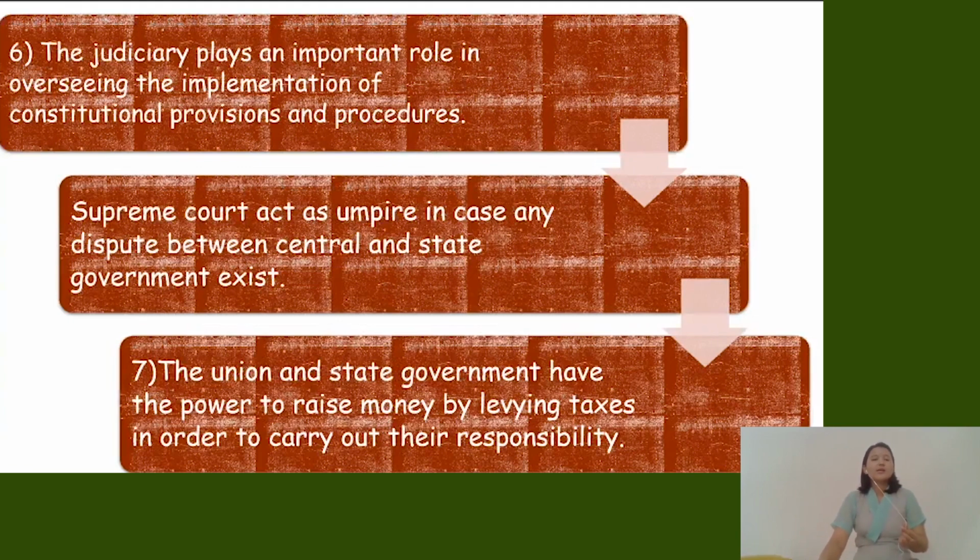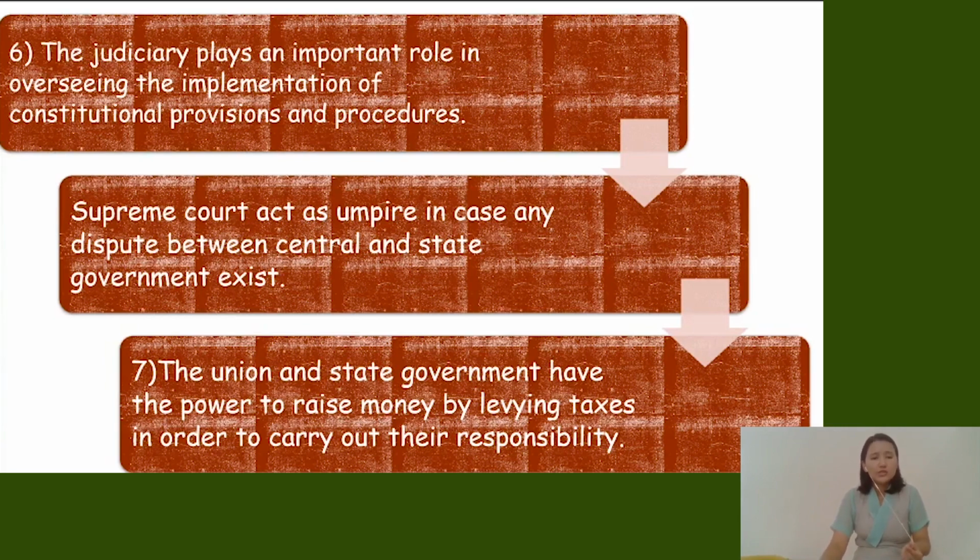The next one is that the judiciary plays a very important role in the implementation of constitutional provisions and procedures, right? We have lots of rules and regulations provided in the constitution, right? All these are implemented and looked after by the judiciary. So the judiciary plays a very important role. The judiciary checks whether the people are following the law and order properly or not, whether the rules and regulations are implemented properly or not. This task or responsibility lies in the hands of the judiciary, right?